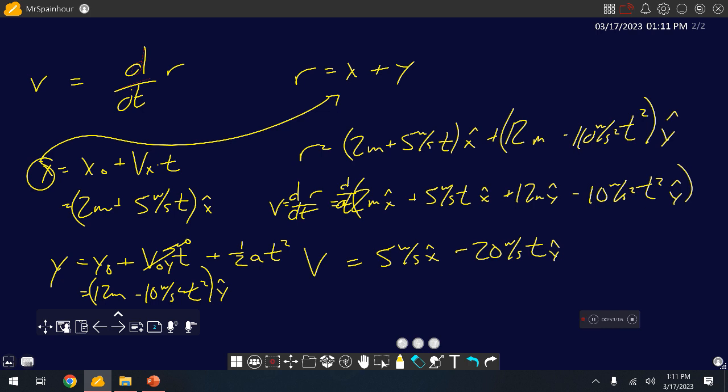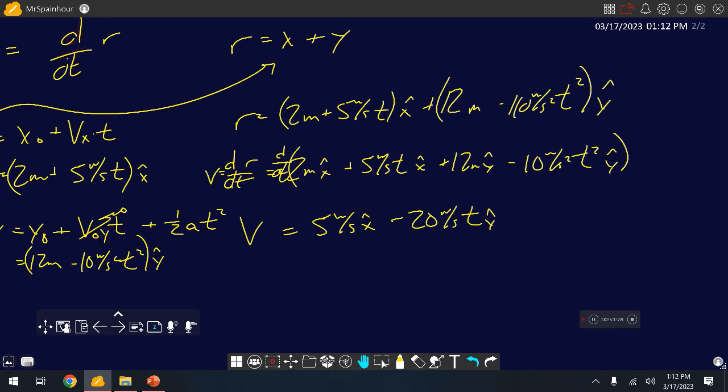Notice, by the way, are both of these vectors? Yeah. So could you just add them like normal numbers? No. How would you have to add them? Vector addition, which makes sense because what we're saying here is in the x, it's going to stay at a solid 5. Right? And in the y, it's going to change by 20 meters per second every second.